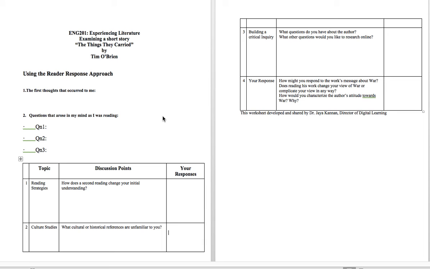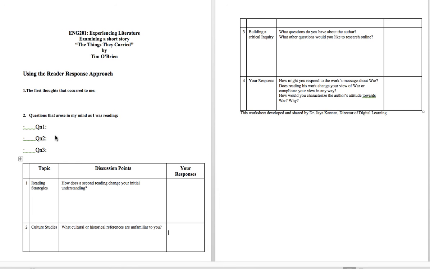So when you approach a text, in this case, we're looking at The Things They Carried by Tim O'Brien, write down the first things that occur to you. Perhaps the first thing that occurs to you with this text is you're not going to like it because it's about war. Or maybe the first thing that occurs to you as you start reading it is that some of these things that the men are carrying have nothing to do with war. Maybe you're starting to think about whether or not the author is actually Lieutenant Cross himself.